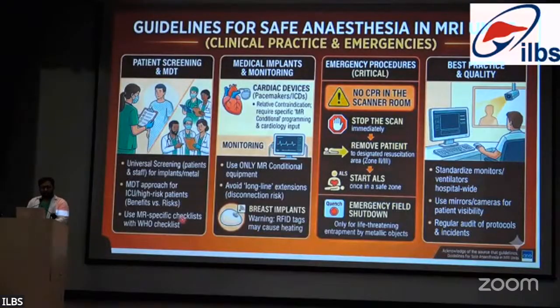Specifically for MRI, there should be a multidisciplinary team approach to decide whether the MRI is needed for an ICU patient. Always use only MRI conditional equipment and avoid long line extensions because there is always a risk of disconnection. For patients who have pacemakers or ICD, cardiology opinion should be taken and MR conditional programming should be done. In case of a cardiac arrest inside the MRI, the scan should be immediately stopped and the resuscitation should be done outside the MRI, in a pre-designated resuscitation area.